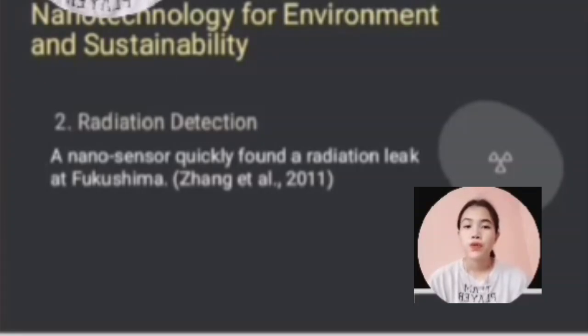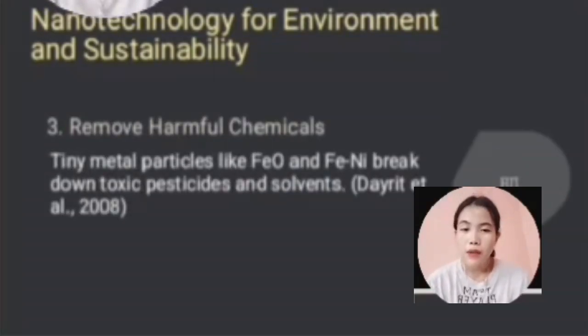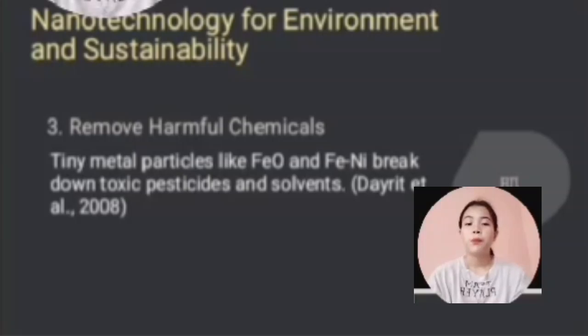The third is removing harmful chemicals. Tiny metal particles like PO and PNE break down toxic pesticides and solvents. Some nanoparticles made of iron or PO, or iron nickel, known as PNE, can break down toxic chemicals like pesticides and solvents found in polluted soil or water.